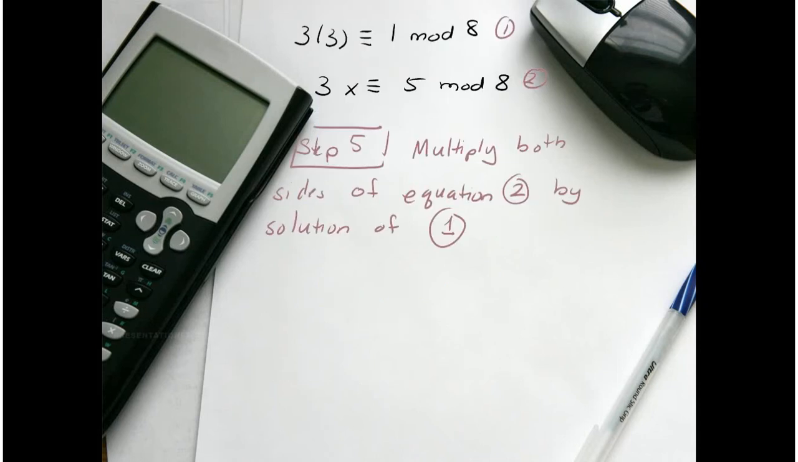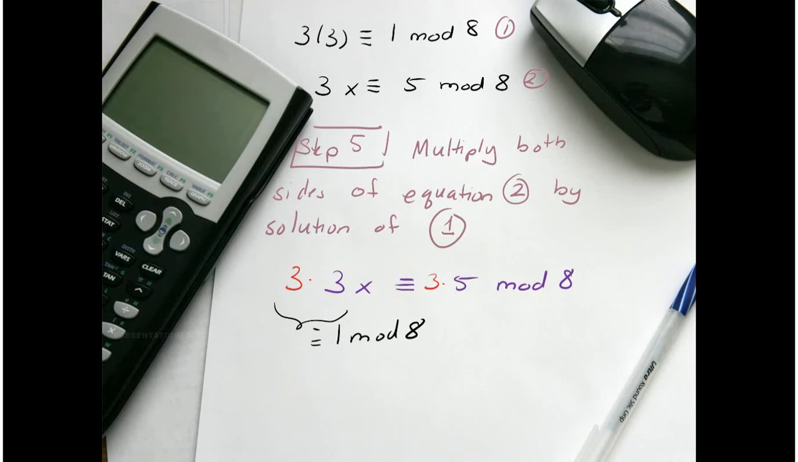So I copied the first piece of information and labeled it 1, and I copied the second piece of information and called it 2. What I'm going to do now is take both sides of equation 2 and multiply it by the solution of 1. So I'm going to take that 3x congruent to 5 mod 8, and hit both sides with a 3, because that's what I found is congruent to 1 in equation 1.